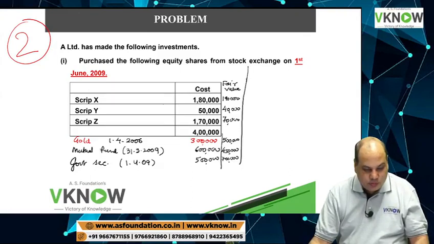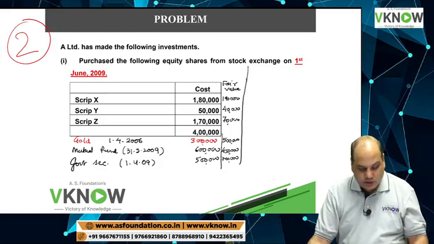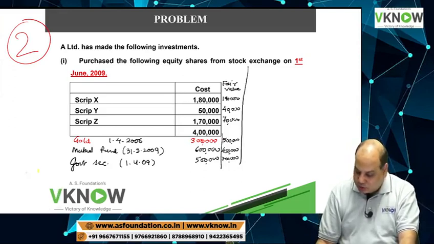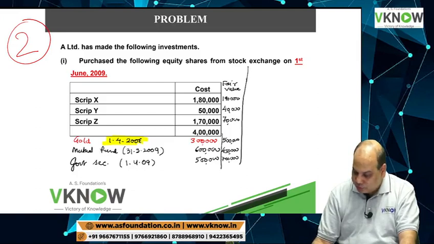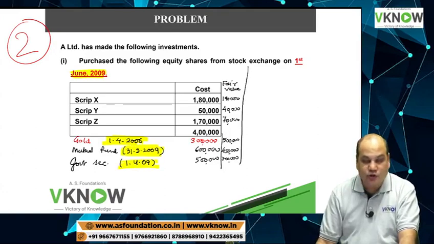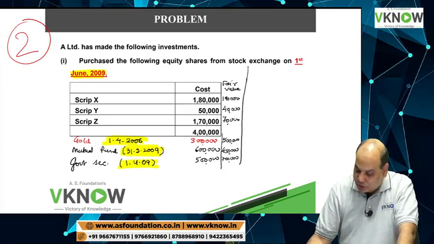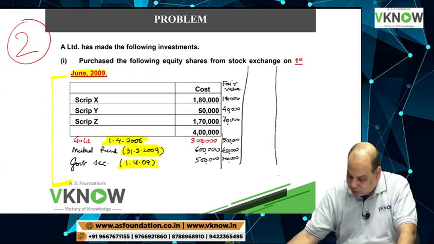Now check in the question, have they mentioned whether these investments are current investment or long term investment? Not mentioned. From the date we can understand maybe gold is a long term investment because it was purchased many years ago, but other investments are near 12 months only. So therefore, it is easy to assume that all other investments are current investment. Question is silent. What the student should do? He should assume three things.